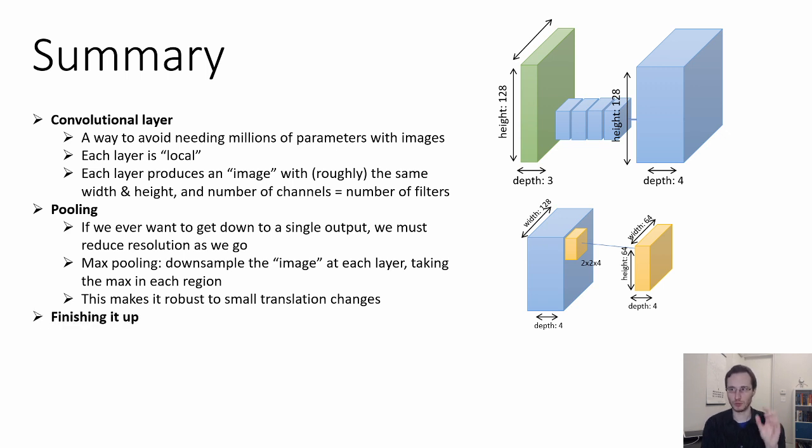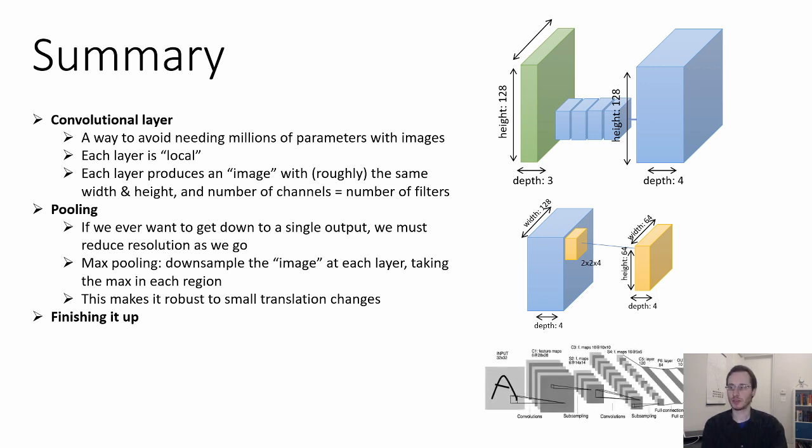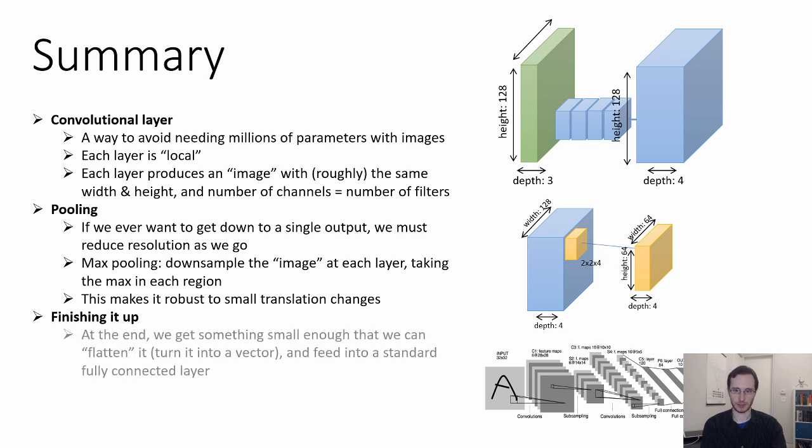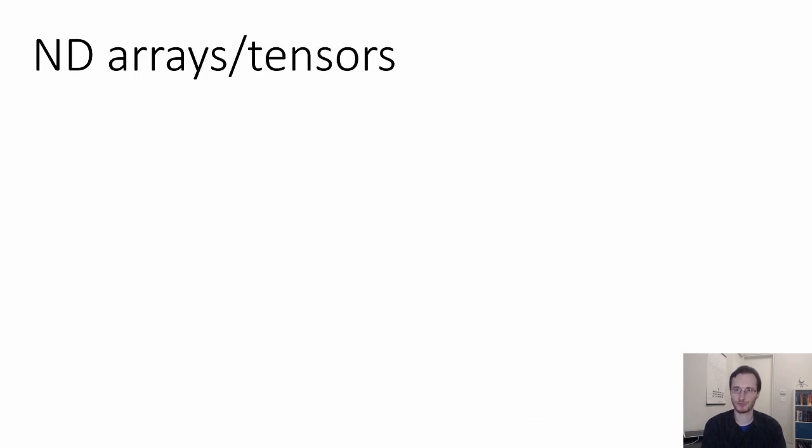Once you've used convolution, nonlinearity, and pooling to reduce the resolution enough, then at the end, you want to turn it into a fully connected layer. At the end, you get something small enough that you can flatten it into a vector, and then feed it into a standard fully connected linear layer, just like we discussed in the previous lecture. All right, so that's the basic idea behind convolutional neural networks. Now let's talk about how we can actually implement all this.